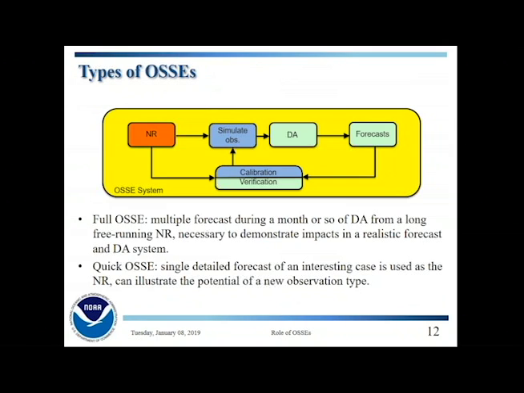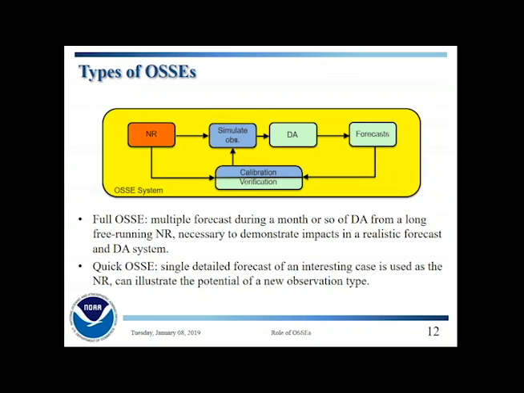So I should mention that there are different types of OSSEs, and depending on what the aim of your experiment is, you might choose one type or the other. The ones that I've been talking about, the last one for example, is what we call a full OSSE, where we have a global nature run that runs for quite a long time. These full OSSEs are expensive, but they're useful for demonstrating impacts in a realistic forecast and data simulation system.